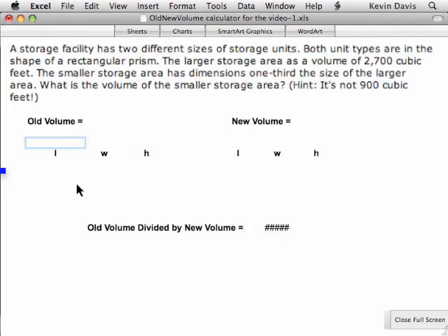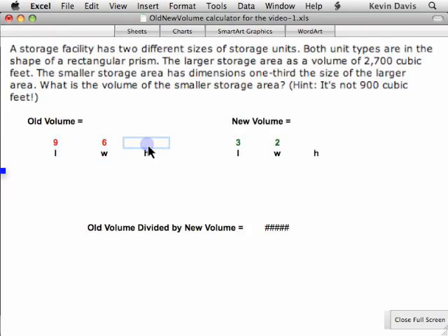But let's say the old length was 9. Just make up numbers here. The old width, let's say, well, first of all, notice the new length is now 3, right? Because a third of 9 is 3. Over here, I'll take 6. I'll just go ahead and enter a new width of 6. And sure enough, the new width is 2. The old width was 6. The new width is 2.